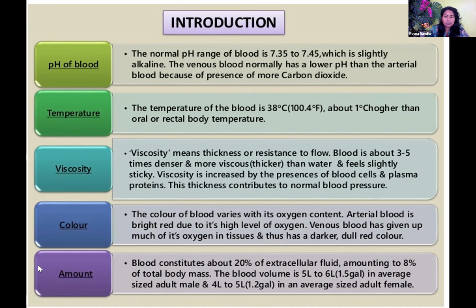And the amount of blood varies between adult male and female. Men have more blood. The blood volume in an adult male is about 5 liters, and slightly lower in females. The hemoglobin also is slightly higher in males.